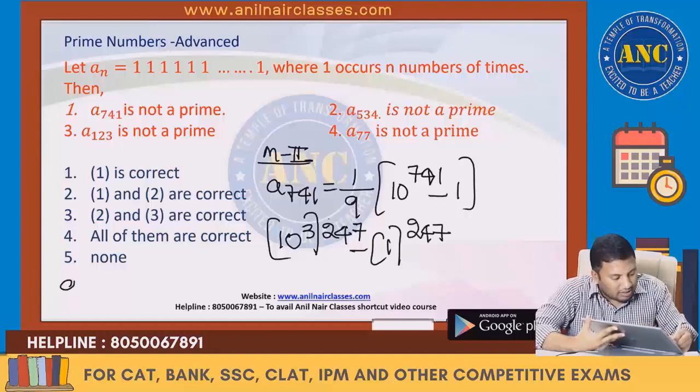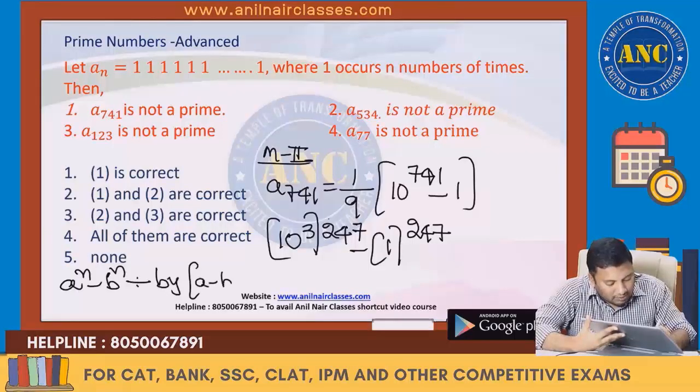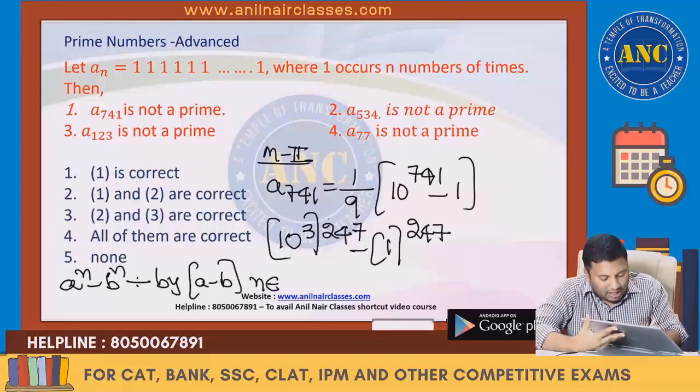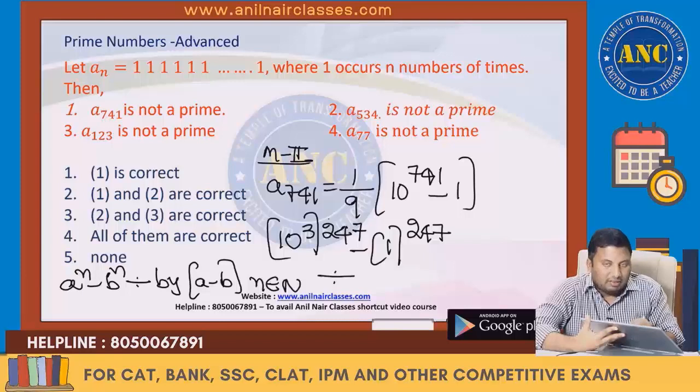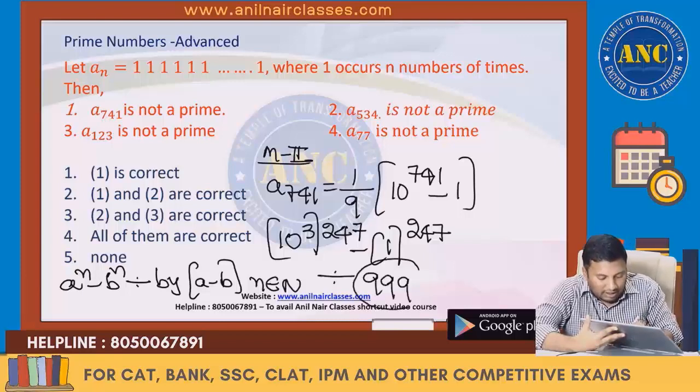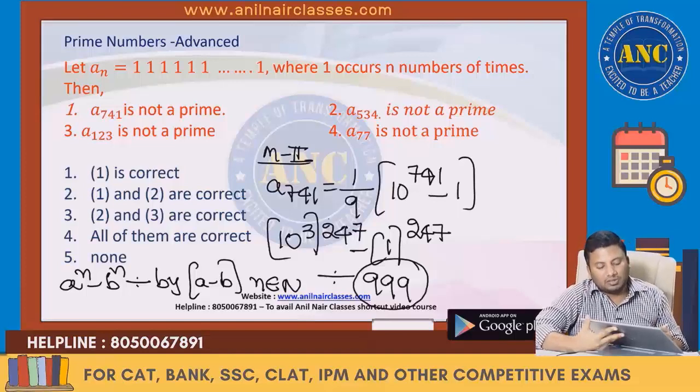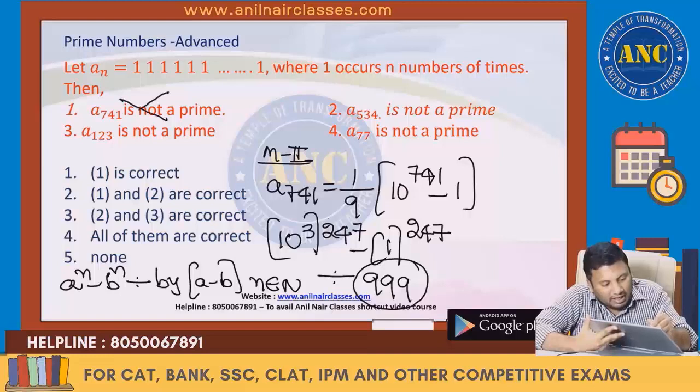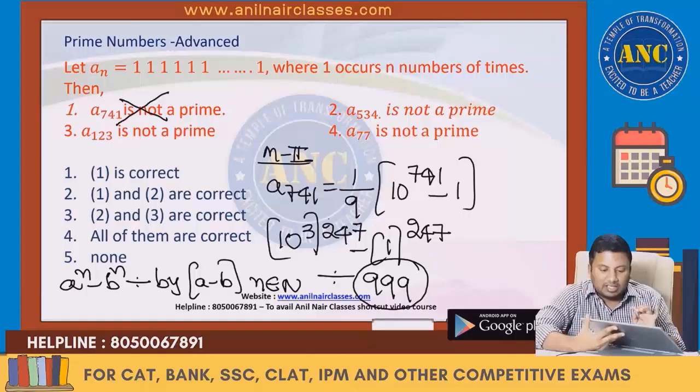What is the concept we discussed? A power n minus b power n is divisible by a minus b if n is a natural number. So it is divisible by 1000 minus 1, which is 999. If it is divisible by 999, it cannot be a prime number. I hope it is clear.